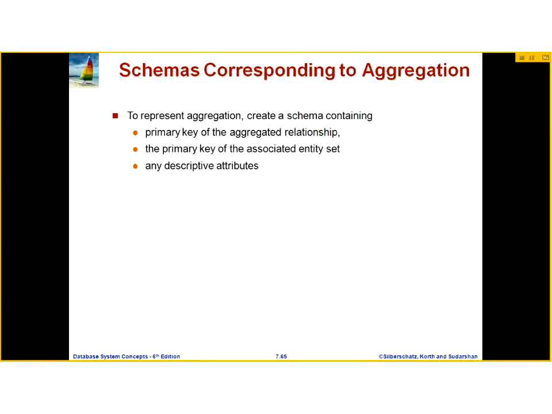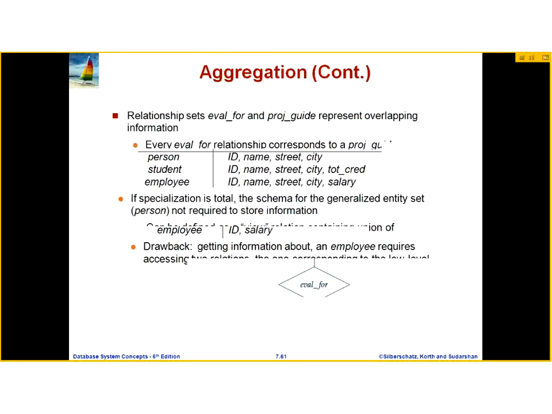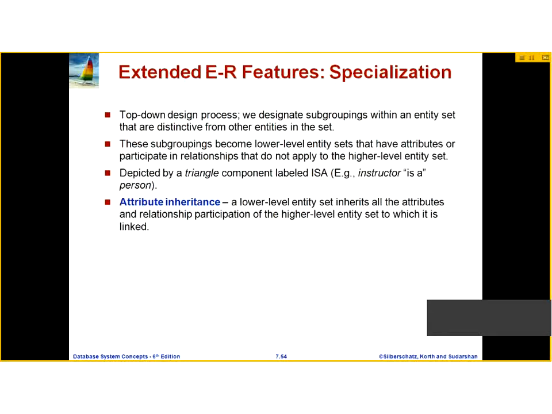So we were talking about schemas corresponding. We talked about three relationships like specialization, generalization, and aggregation. And I told you about specialization. I said that it is a top-down design process in which we designate subgroupings within an entity set that are distinctive from other entities in a set. These subgroupings become lower-level entity sets that have attributes and participate in relationships that do not apply to the higher-level entity set. And this is depicted by a triangle component labeled ISA, which is a relationship.